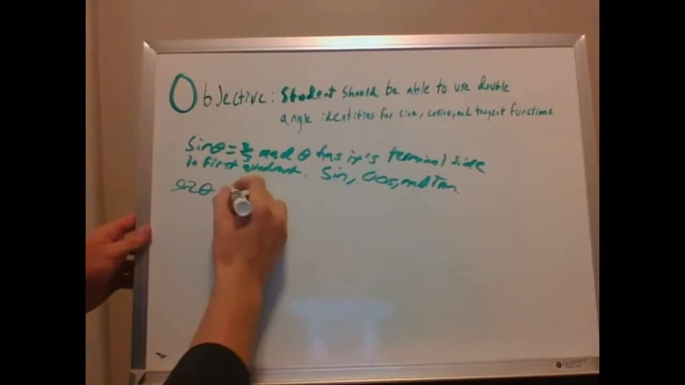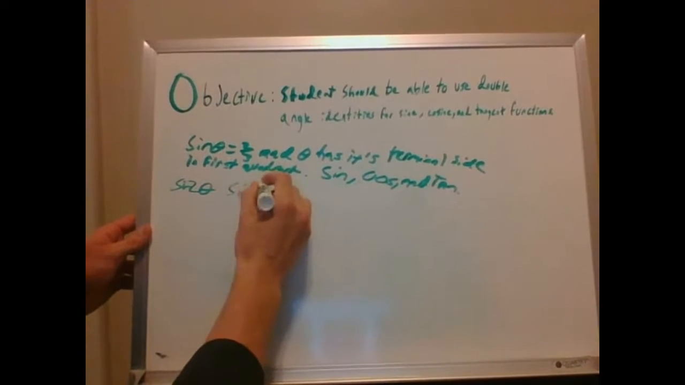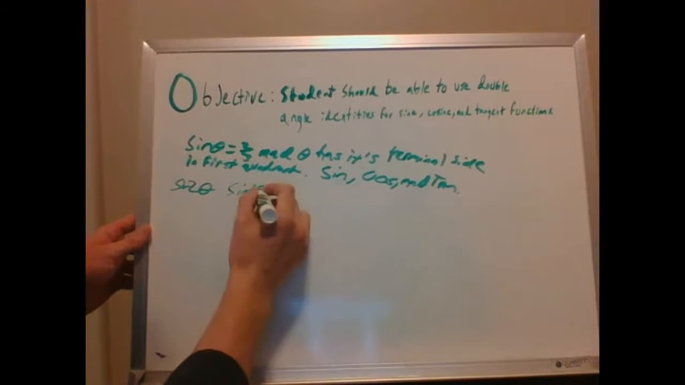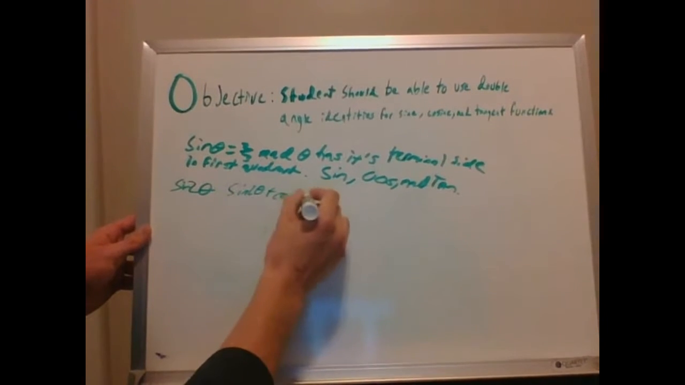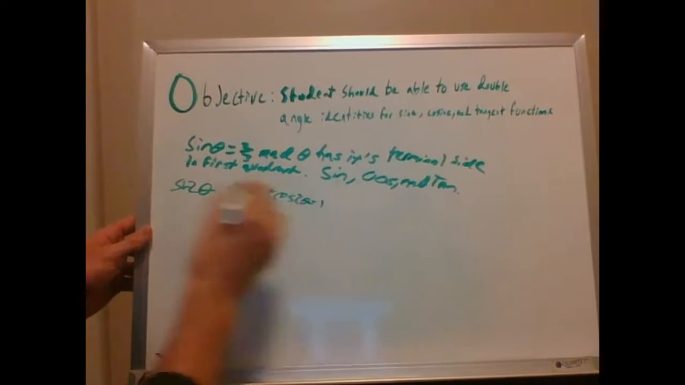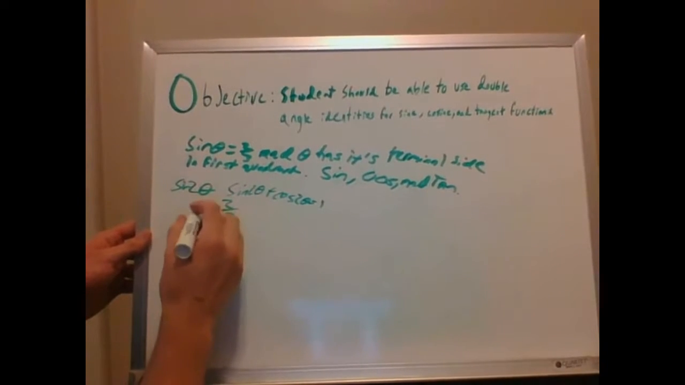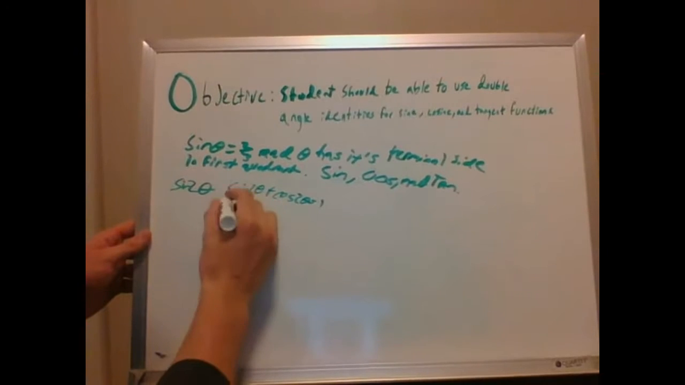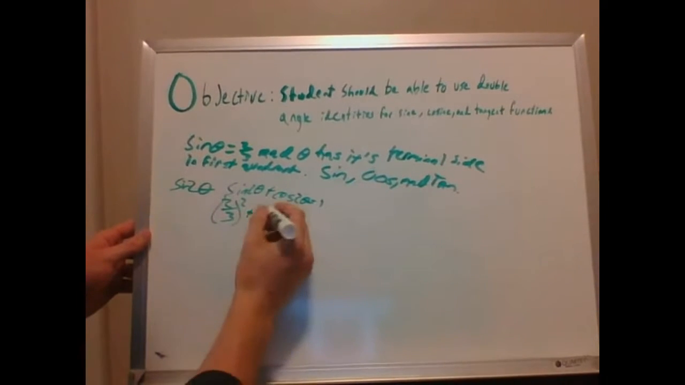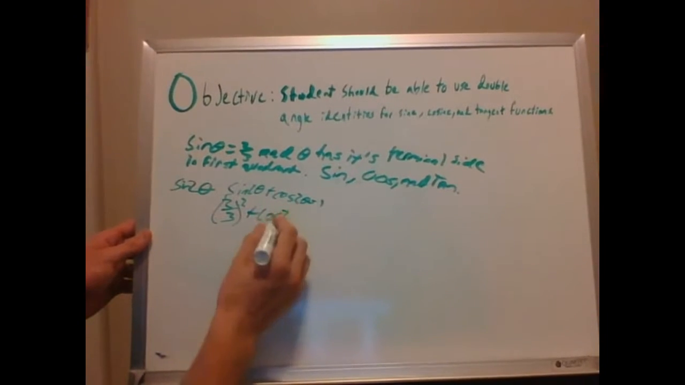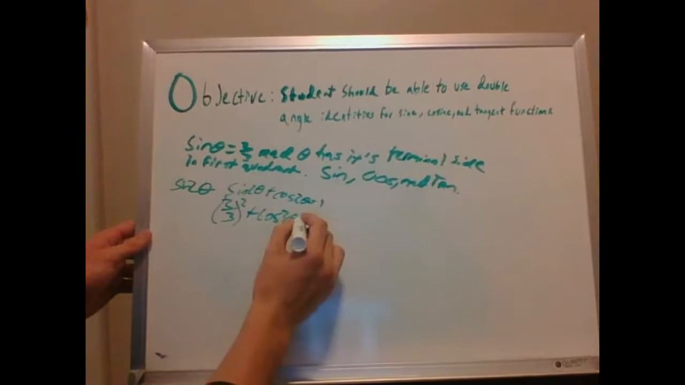So you're going to want to use sine squared theta plus cosine squared theta equals 1. And that would be 2/3 squared, parentheses, plus cosine squared theta equals 1.